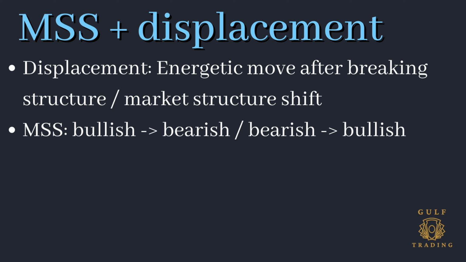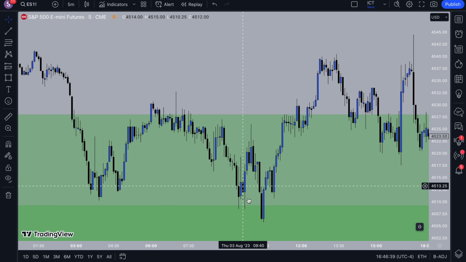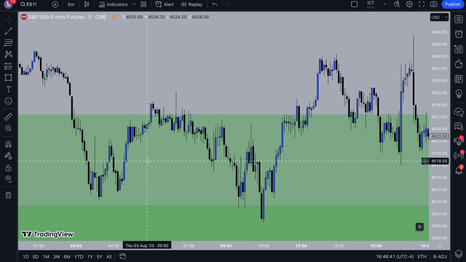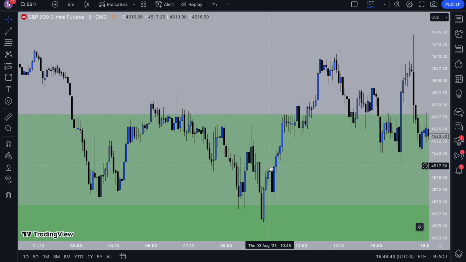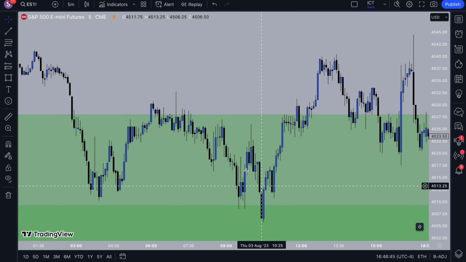Again, I'll go into a quick example here on the E-mini futures, just so you can get a better understanding of what a market structure shift and displacement is and how you could potentially use it in the model. So I'm just going to be going through this example for the market structure shift and displacement. This is the area I'm looking at. This is during the New York AM session.